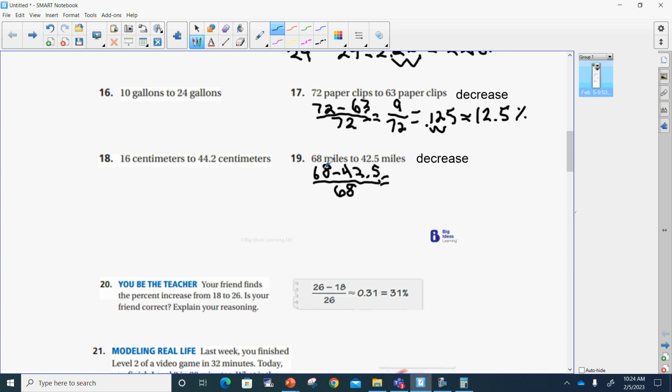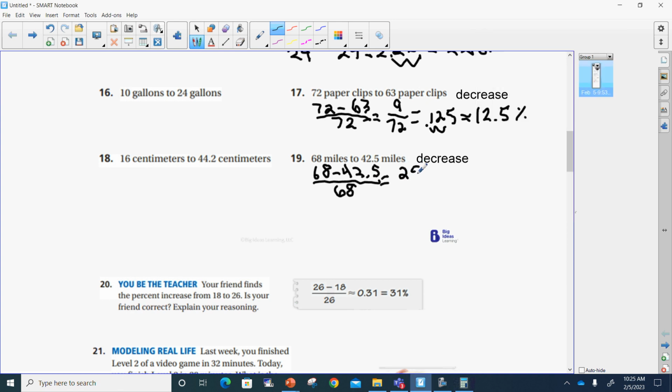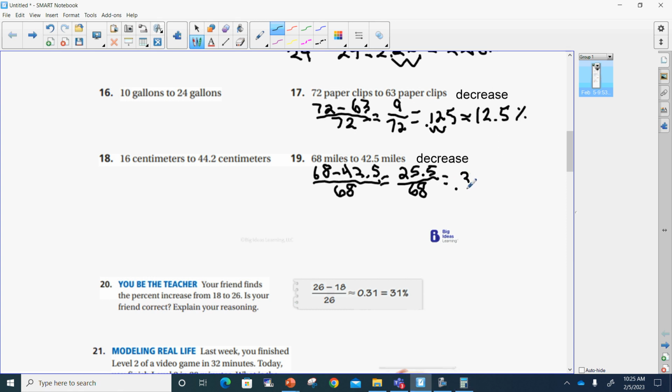Now we're going to take 68, and I'm going to put this in the calculator because we've got decimals here. 68 minus 42.5 is going to give us 25.5 over 68. Now I'm going to take that 25.5 and divide it by 68. That gives me 0.375. When I move my decimal point two places to turn it to a percent, it's going to equal 37.5%.